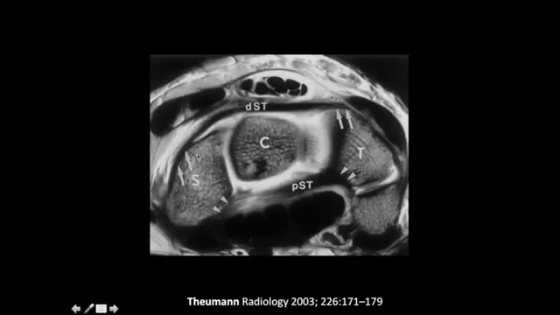So again, here at the level of the scaphoid and capitate, we see that dorsal scaphotriquetral ligament extending into the triquetrum. We also see some portions of the volar scaphotriquetral ligament.